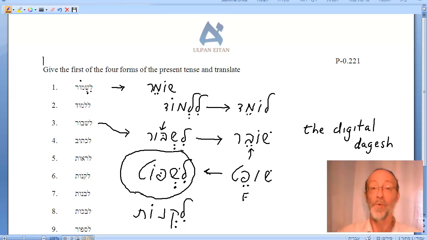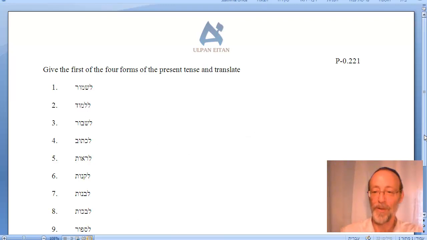However, this is one of the few verbs that you're really going to have to memorize, lishpot, because it's ending with a tet. In its present tense becomes shofet. Up and down this sheet, and if you're familiar with this program, you're going to see that things disappear for a second before they return.